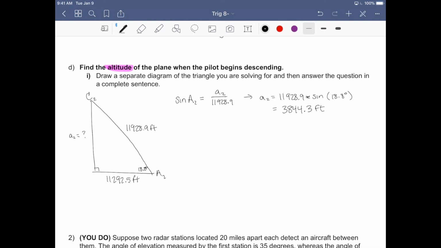So the altitude of the plane when the pilot begins descending is 3,844.3 feet.